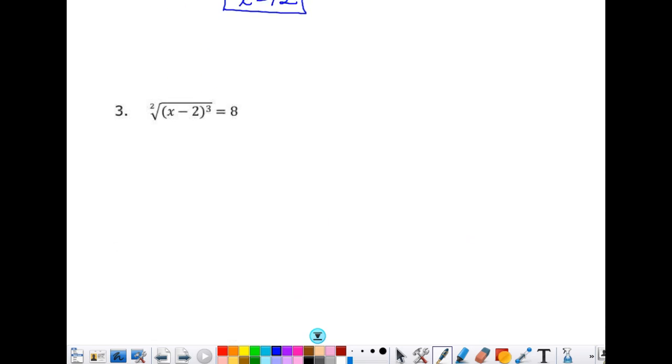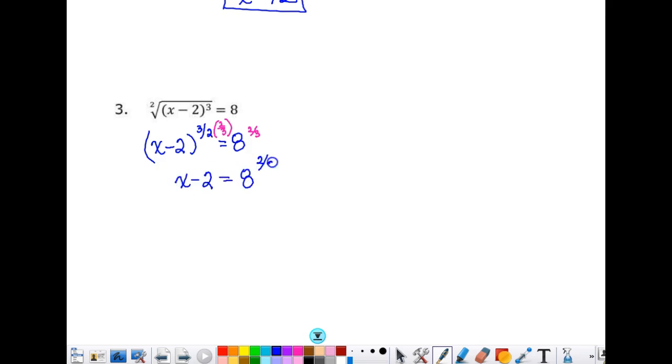Okay, number 3. We need to get this to look like a rational exponent instead of a radical sign. Then if it's a rational exponent, we can do the reciprocal and such. Okay, so we use our skills from yesterday. x minus 2 to the 3/2 equals 8. Now, how do we get rid of the 3/2? Multiply by the reciprocal. Okay, so to the 2/3 power, to the 2/3 power. So then we have x minus 2 equals 8 to the 2/3 power.